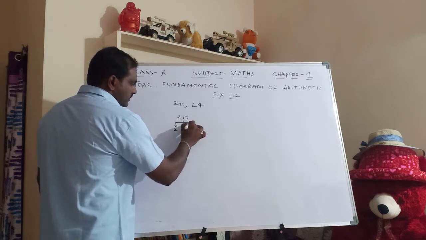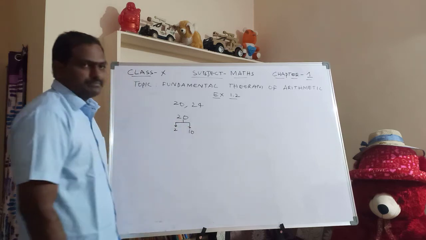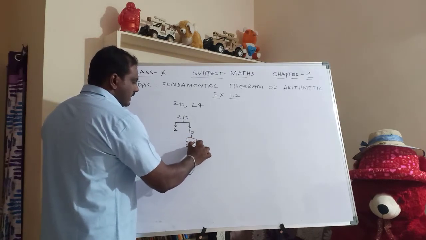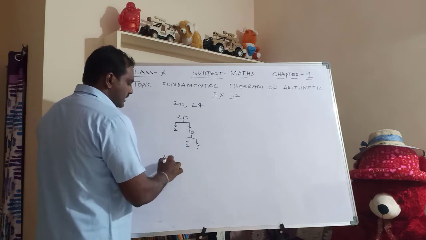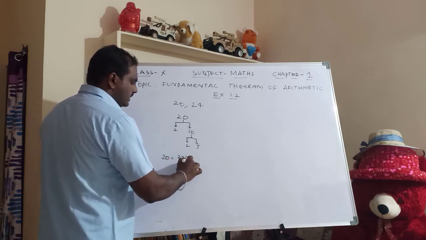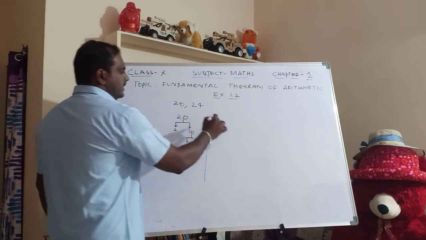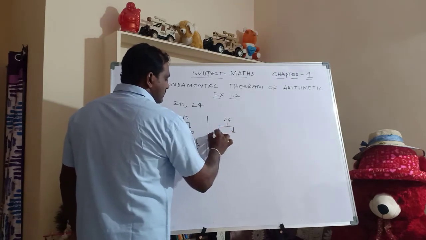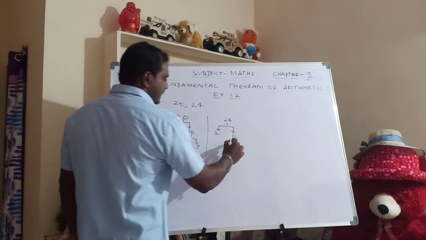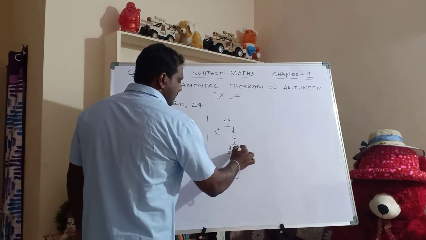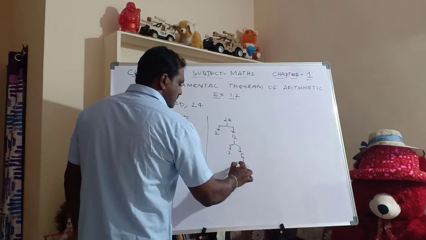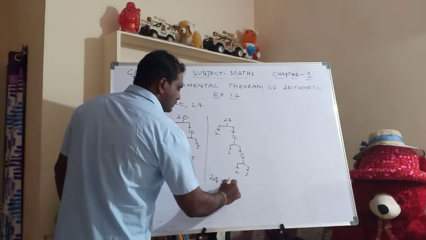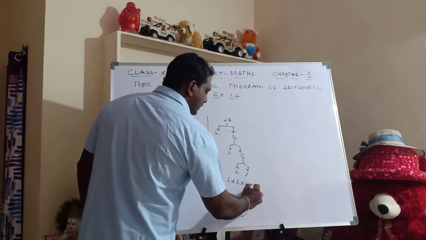First multiply with the 2 table. 2 tens are 20. 2 is a prime number, 10 is not a prime number, so again 2 fives are 10. That means 20 can be written as 2 into 2 into 5. Next take 24 and write it in a tree method. Again take the 2 table. 2 12s are 24, then 2 6s are 12, then 2 3s are 6. That means 24 can be written as 2 into 2 into 2 into 3.